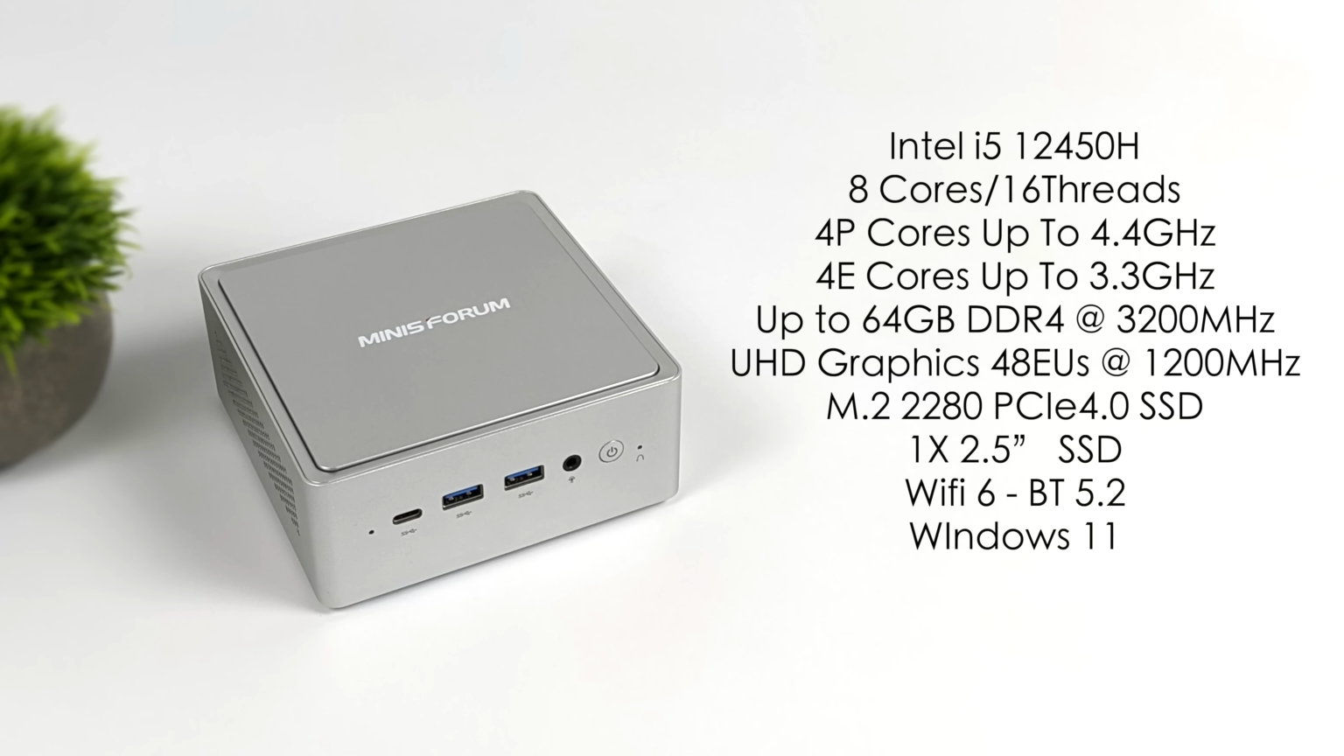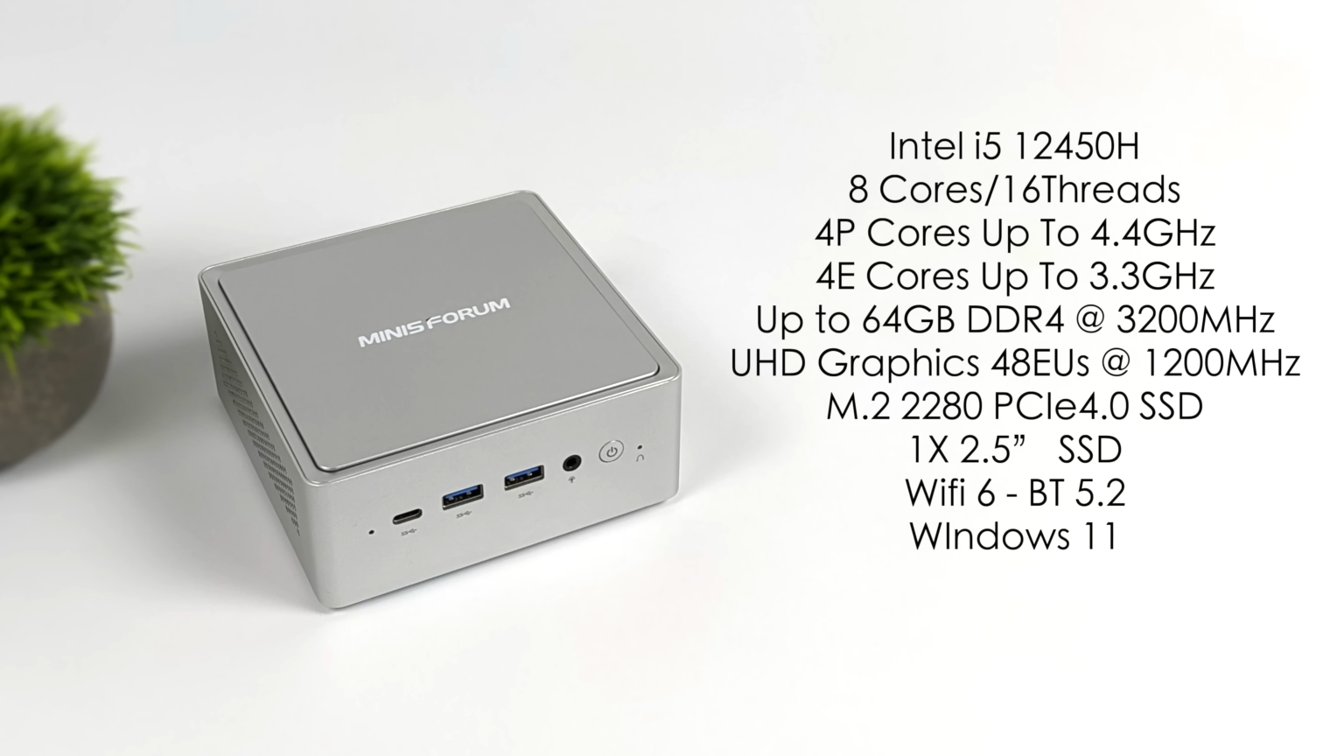Not exactly sure how it ended up with this one, but for the CPU, we've got the i5-12450H, 8 cores, 16 threads, 4 performance cores up to 4.4 GHz, and 4 efficiency cores up to 3.3. Like I mentioned, this will support up to 64 gigabytes of DDR4 at 3200 MHz. The built-in iGPU is Intel UHD with 48 execution units at 1200 MHz. Storage can be handled by either that M.2 SSD or a 2.5 inch drive SSD that we can mount right in the top of the unit. Comes with all the hardware and cabling to get that installed.